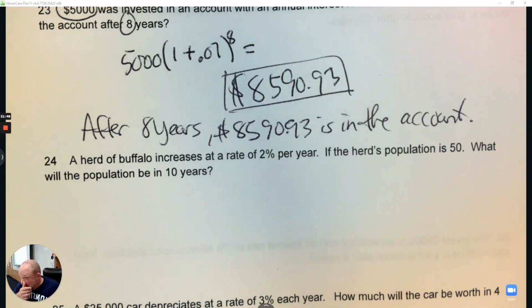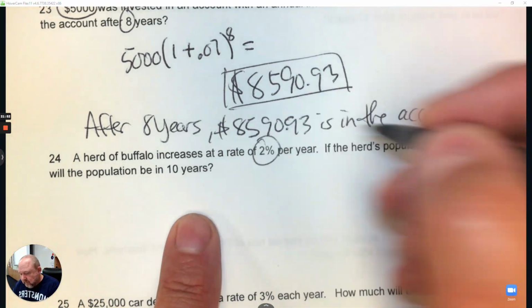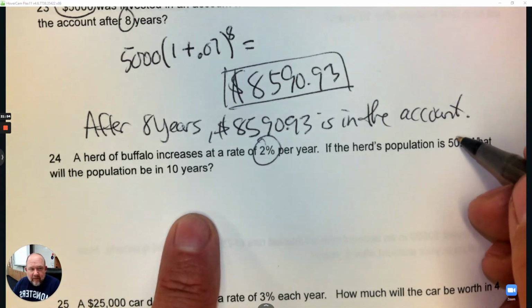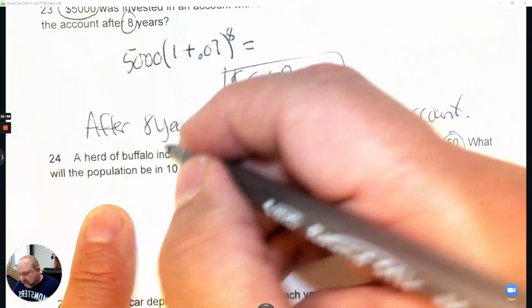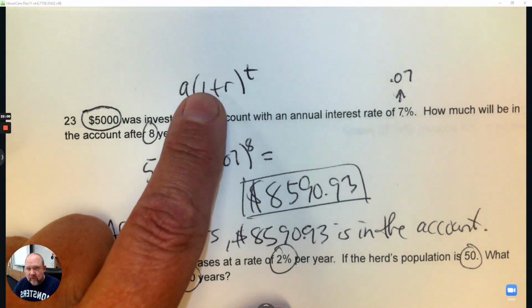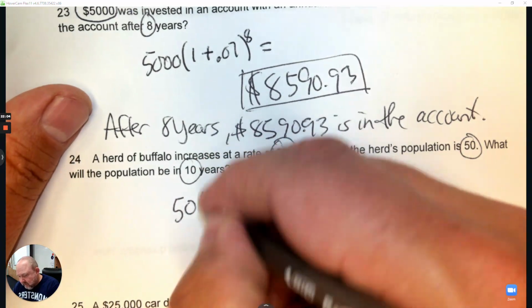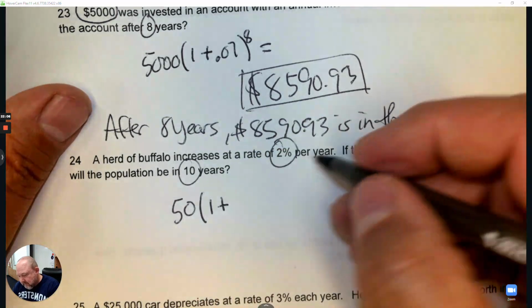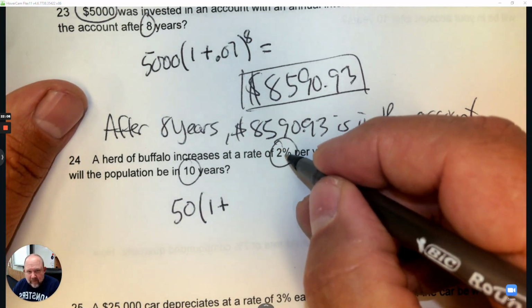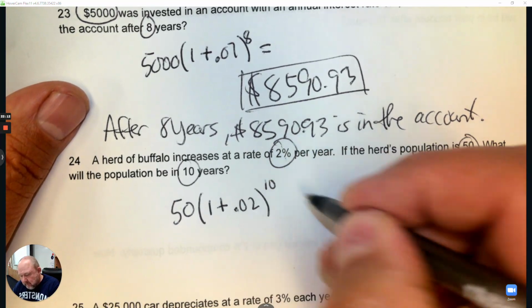All right, next one. A herd of buffalo increases at a rate of 2% per year. If the herd's population is 50, what will the population be in 10 years? All right, so same formula that we're going to use here. So we start with the initial population, 1 plus, and we need to change this to a decimal again. So move the decimal, and it's 0.02, and then the exponent is 10.